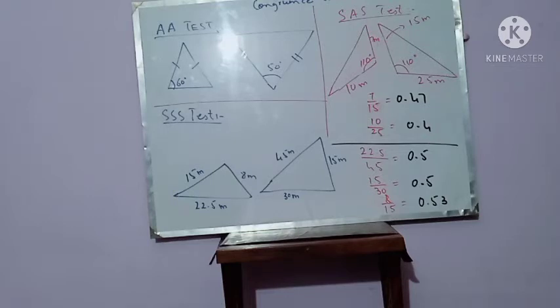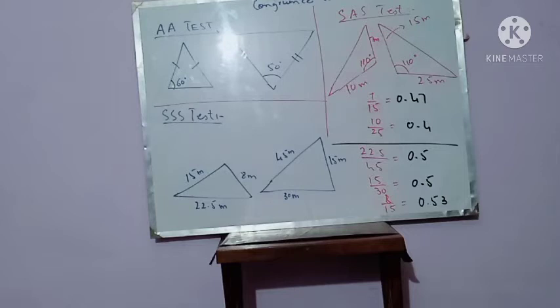So my dear students, first of all, the first test is the AA similarity test, right? This test says that if two angles of a triangle are equal to the two corresponding angles of another triangle, then the two triangles are similar triangles, right? I have drawn a pair of triangles under each test, and I will explain these tests with the help of diagrams and solutions, right?